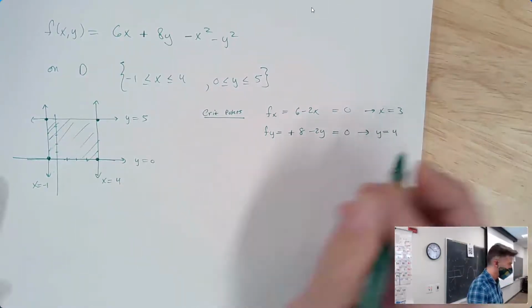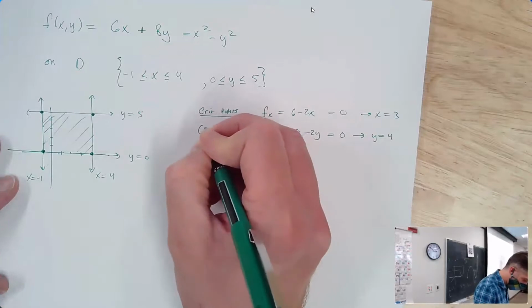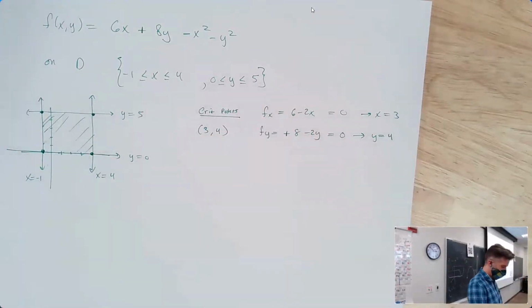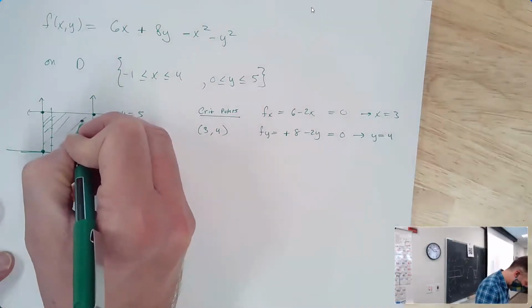Much more exciting. Nicer when the critical point is in the region. But if I hadn't changed it and we had gotten the point 3, -4, we'd just be like, oh, it doesn't matter. It's not in there. So if your critical point is not in the region, ignore it. So our critical point is the one and only 3, 4, which is about right there.